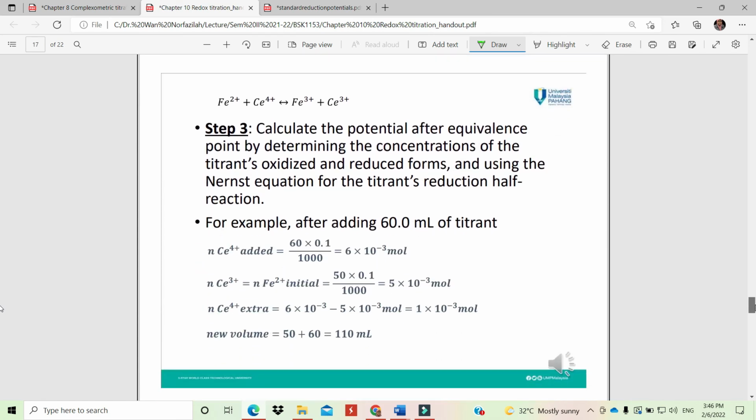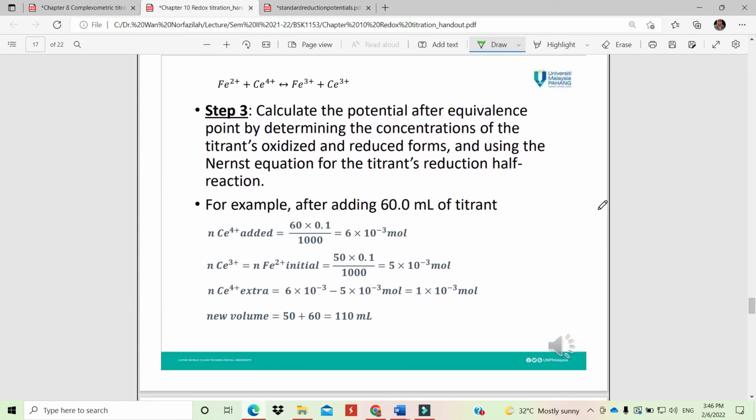And then step 3, after we add 60 ml. Because we have already calculated the volume for the endpoint, when the number of moles is the same, now we look at the excess. Calculate the number of moles for cerium 4 plus.